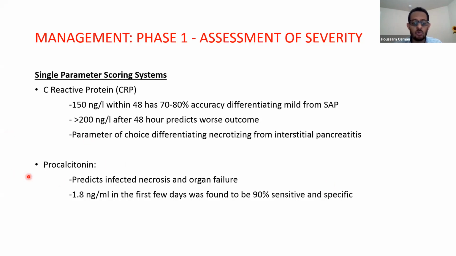Procalcitonin, I use it to predict infection. You can order it on presentation, 2 days later, 5 days later, a week, whenever you want to use it; it predicts infection. If the procalcitonin is 1.8 in the first few days, this is 90% sensitive and specific for predicting necrosis, infected necrosis I should say, and organ failure. So I personally use just a simple SIRS and single parameter scoring system. This is what I use in my practice when patients hit our emergency department.